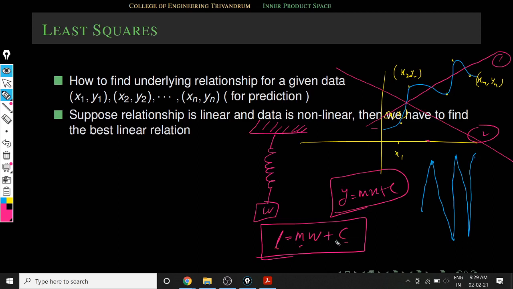And we don't know what M and C are. That M and C depends on the spring. If you use a spring with this particular material, the spring has some M and C. If you take another material and another type of spring, its M and C may be different. So how to find M and C for a particular spring?